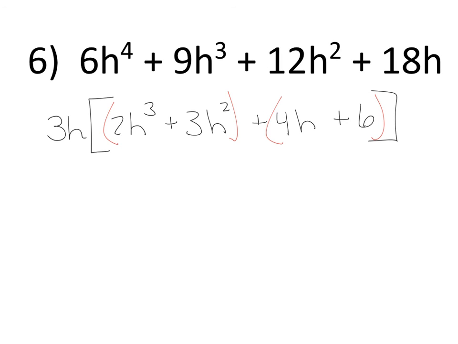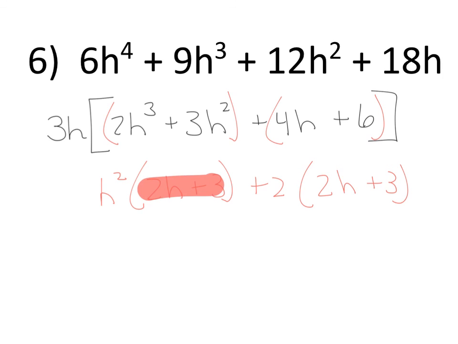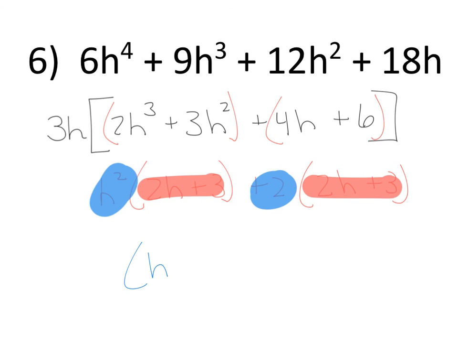All right, so in this first grouping here, all I can pull is an h squared out. So I'll have a 2h and a 3 left over. In the second grouping here, I can pull a 2 out. So I have a 2h plus 3. So now rewrite, okay, as long as your insides match, which these do, go ahead and rewrite it. Put together the outsides and rewrite the inside. So I have h squared plus 2, 2h plus 3.